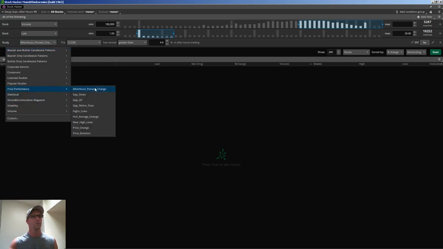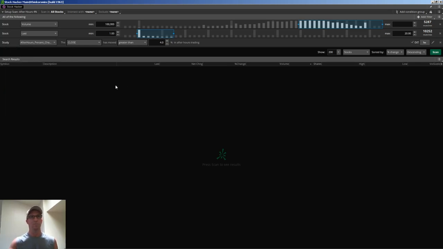You can see that under price performance, after hours percent change. There's also gap up and gap down. You can use gap up and you get pretty much the same result that I'm getting with after hours percent change, but basically I use after hours percent change. The close has moved greater than 4% in after hours trading.